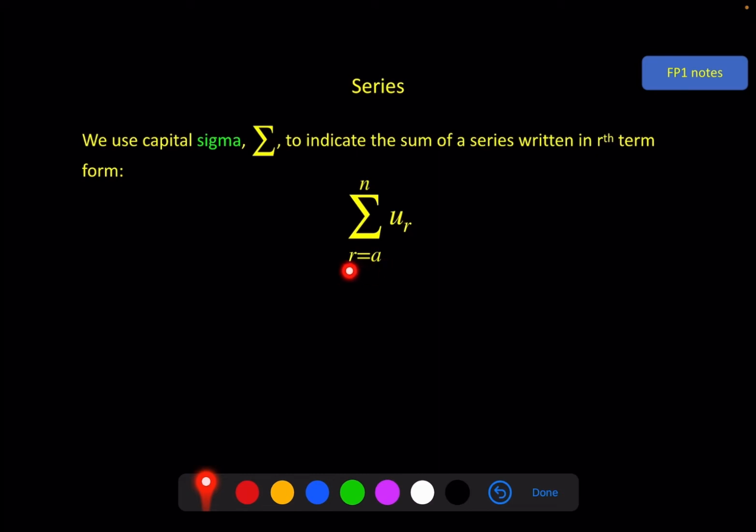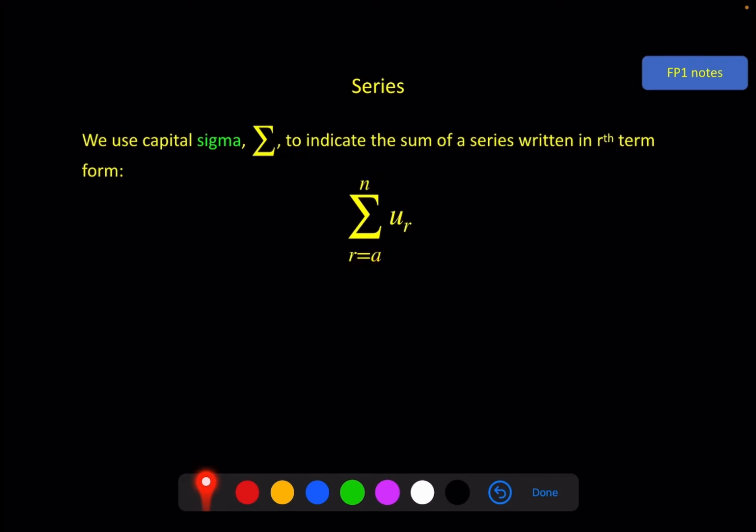And at the bottom here we've got r equals a, and a will be a constant. Often it will be a 1, but it doesn't have to be a 1, and that's telling you which term to start your summation. So if r is equal to 1, then you're starting with the first term. If r is equal to 5, you're starting with the fifth term.